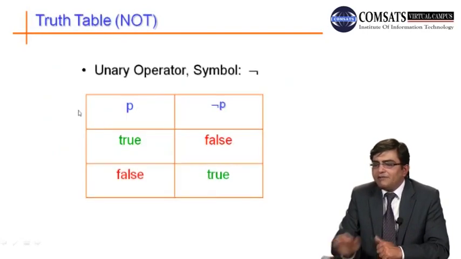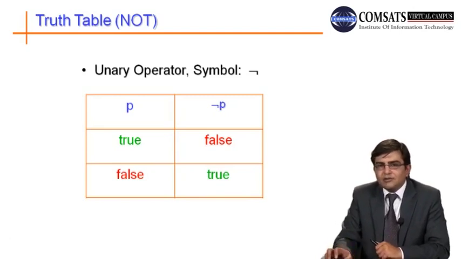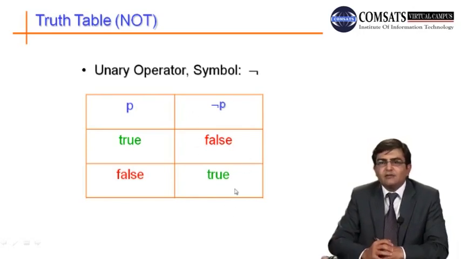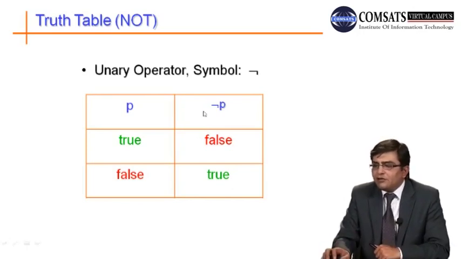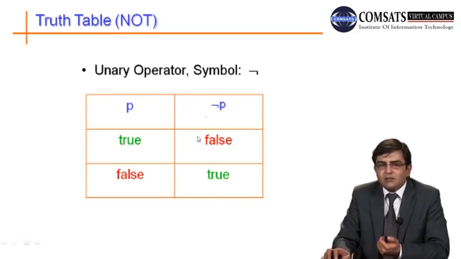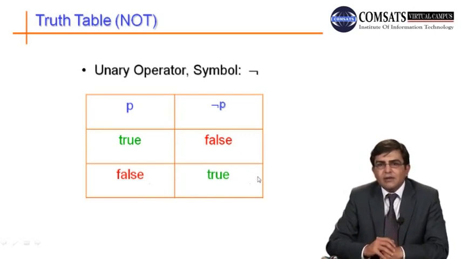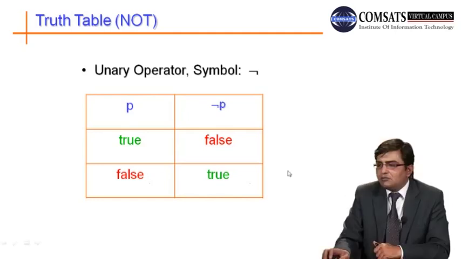In the table, if P is a proposition, then all possible truth values of P are true and false. In the first column we write all possible truth values of P, and in the second column we write all possible truth values of not P. The truth value of not P depends on the truth value of P, as I have told you that if the proposition is true, then not P is false, and if P is false, then not P is true. So these are all the possible truth values of P and not P. Such types of tables are called truth tables.